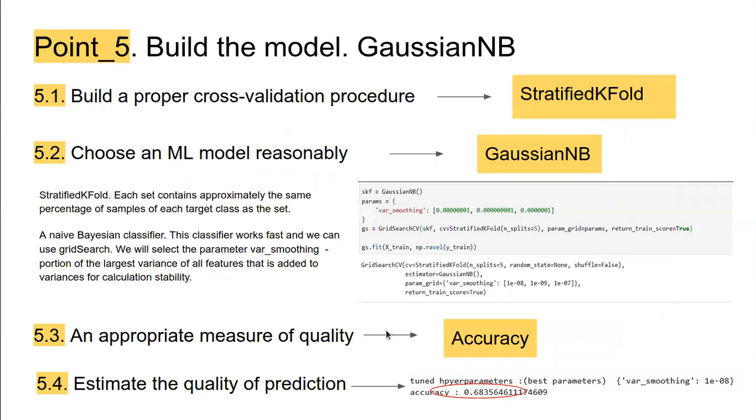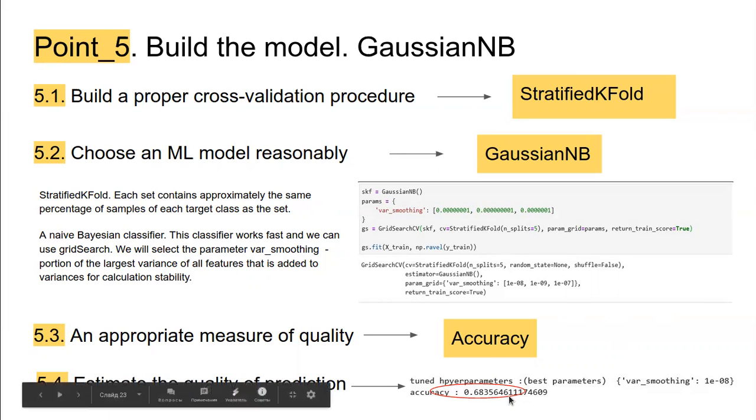So in our work, we used 3 models, and first of them is the Gaussian NB. Here we used stratified k-fold cross validator, and there each set contains approximately the same percentage of samples of each target class as the whole set. And here we use naive Bayesian classifier, and this classifier works fast, and we have lots of data. That's why it's just a bit convenient for us to use. And here you can see the accuracy of that model. Let's just move on to the next.